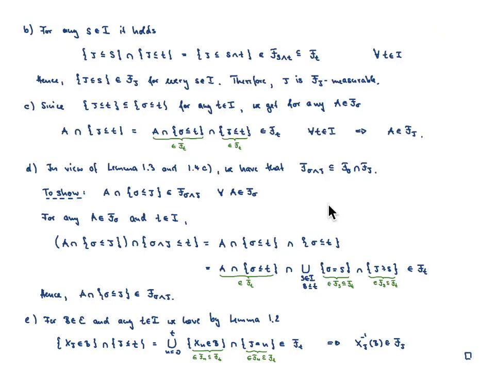So, what we would like to use here is the following, that by Lemma 1.3 and what we have proven in point C, it suffices to prove as a statement that A intersected with the event that sigma is less than or equal to tau is contained in the sigma algebra F_(sigma minimum tau).